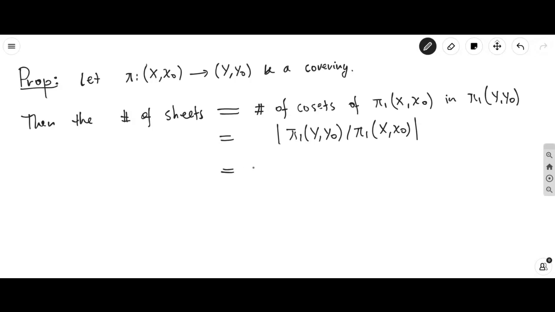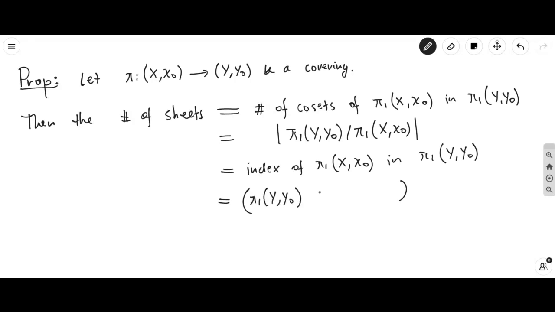This is also called the index of the subgroup in the group. And the notation that sometimes people use is you put the group first. That's the way people write it. And then you put a colon, and then you write the subgroup. So these are just different ways to say it.